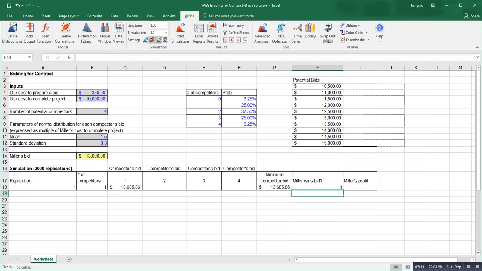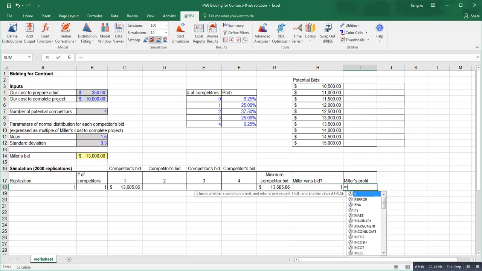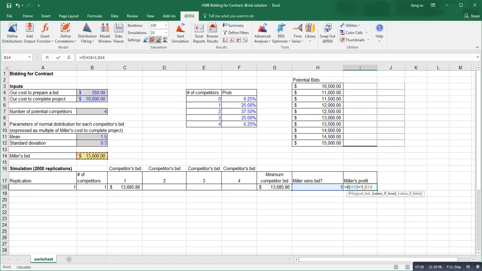And correspondingly, we can calculate profit. If they win, then the profit is this amount: this is the bidding amount, which is the profit they would earn, minus the construction costs, minus the cost to prepare the bid. If they don't win, they have to pay the bidding cost. So this is the profit.